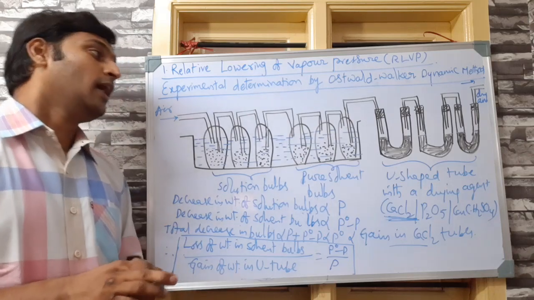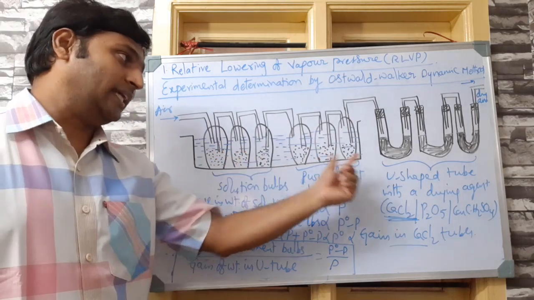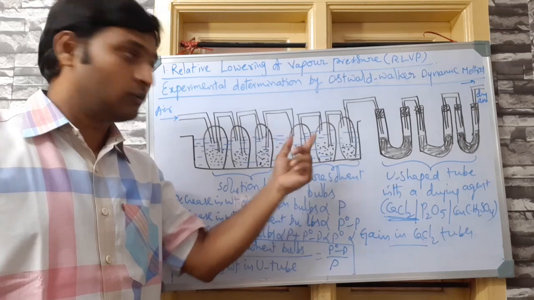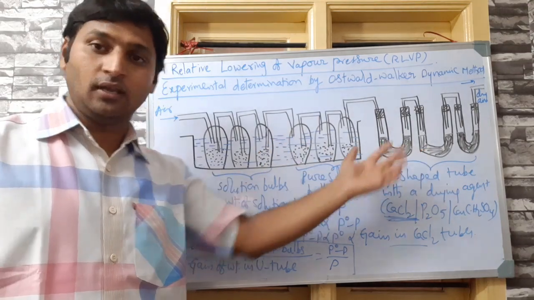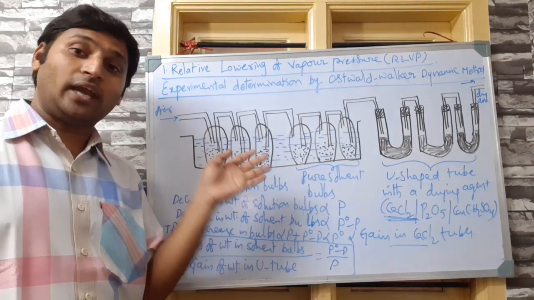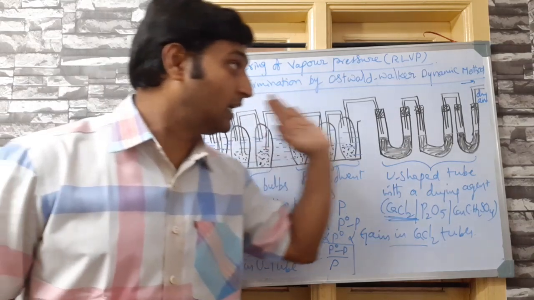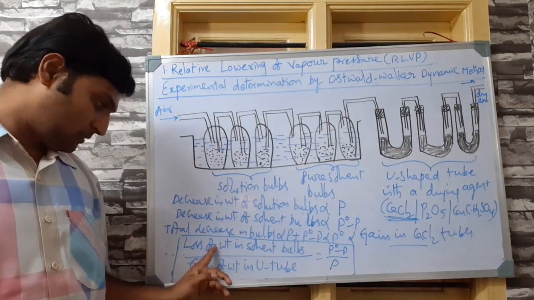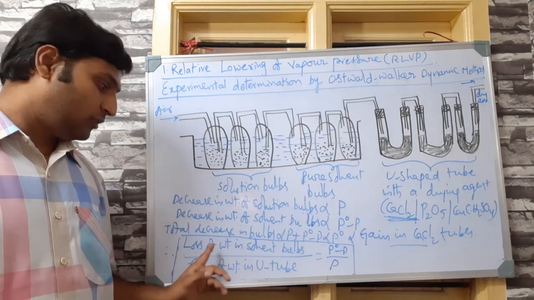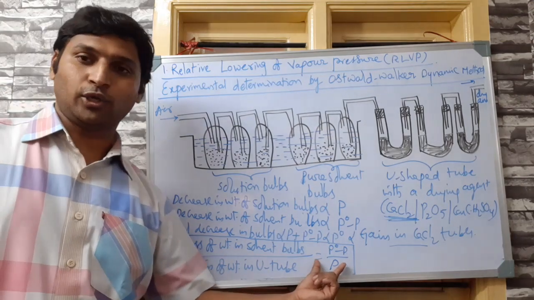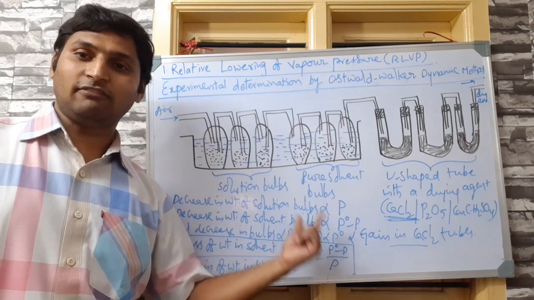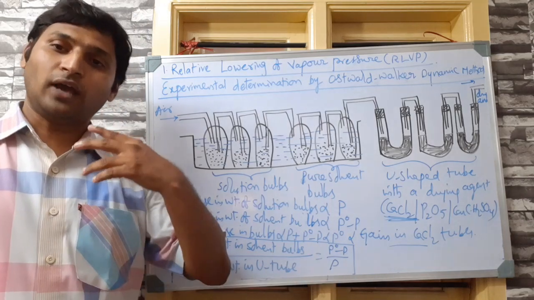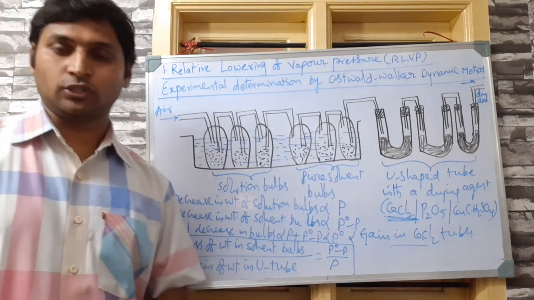That's how, by finding accurately the weights before passing the air for both bulbs and tubes, and by finding accurately the weights after passing the air and after completely dry air is expelled, and taking this ratio from the weights obtained, they are going to experimentally determine the relative lowering of vapor pressure for any particular solution.